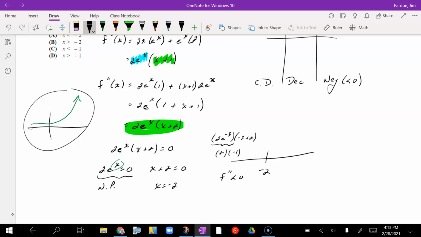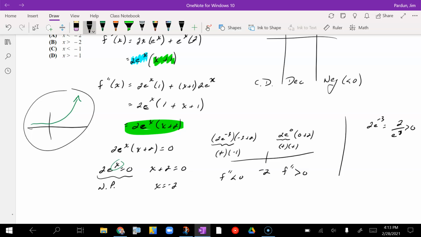Now, people say, well, 2e to the -3, how is that a positive number? Because it's e to the -3. You can think of, let's go off to the side here, 2e to the -3 is the same thing as 2 over e cubed. So that e cubed is going to be a positive number, 2 over e cubed. Okay, when I test something to the right of -2, let's just test 0, 2e to the 0 times 0 plus 2. So this is going to be positive. This is going to be positive, so f double prime is positive.